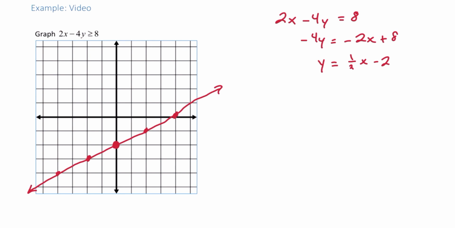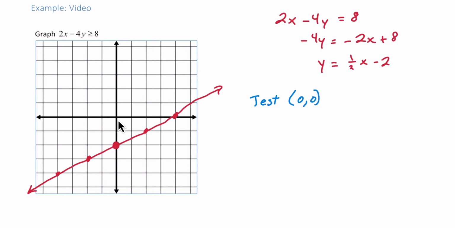Now that line split the graph into two regions, one above and one below. One of those regions is true, one of those regions is false. We need to choose a test point to determine which region is true and which is false. You can choose any point you want as long as it's not on the line you just drew. The easiest point is going to be the origin. So let's test the coordinate 0, 0.